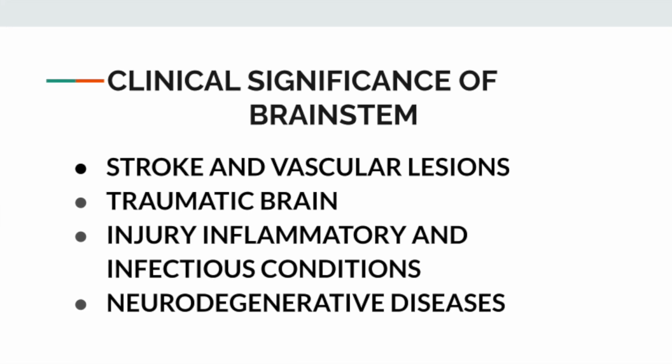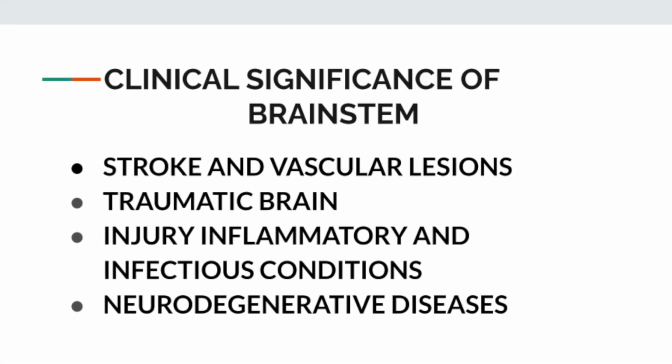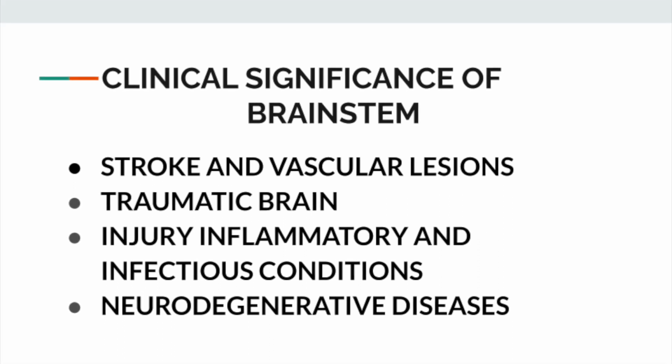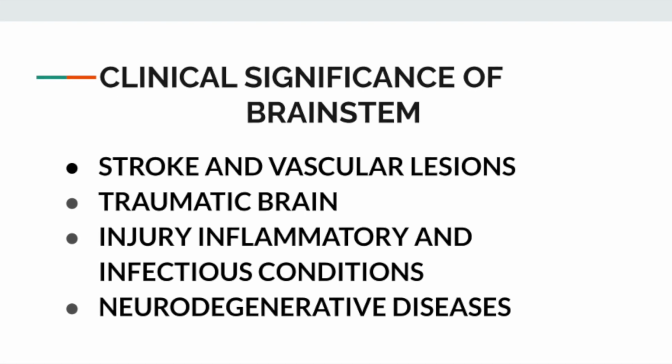Next is traumatic brain injury. Severe traumatic brain injury involving the brainstem can result in coma, vegetative state, and other disorders of consciousness, depending on the extent and the location of the injury.